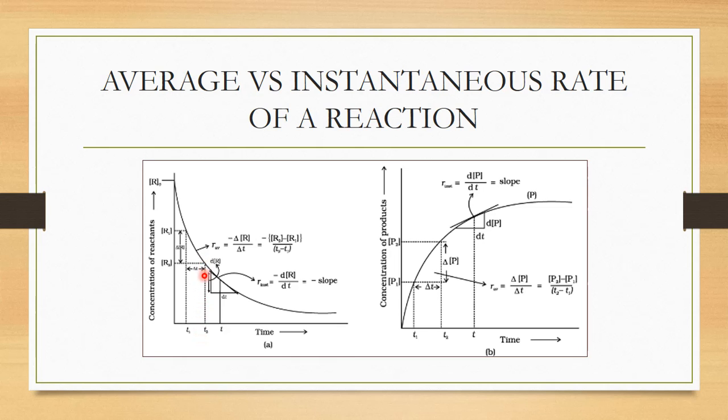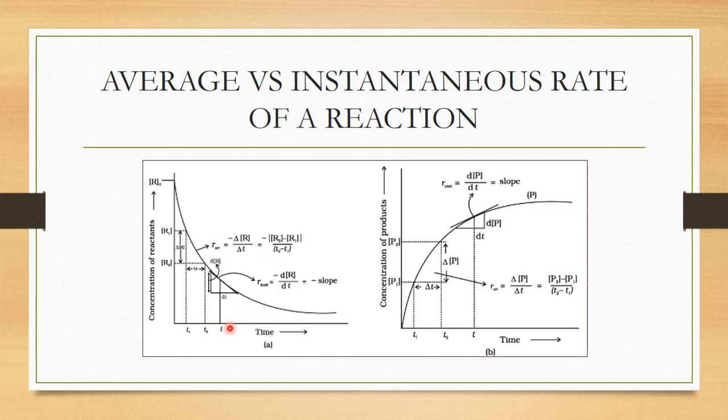They will cut your graph at some point. From those points, just draw two horizontal lines. From here, you can calculate delta R as well as delta T. Similarly, the same method can be used in the product graph also. Here also, you will draw two vertical lines depending upon the requirement of the time interval, and then from there you will get delta P and delta T. So you can calculate the average rate of a reaction.